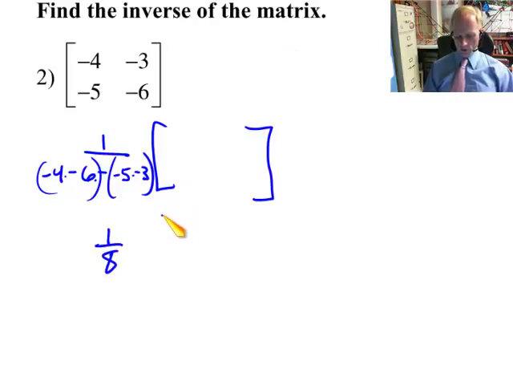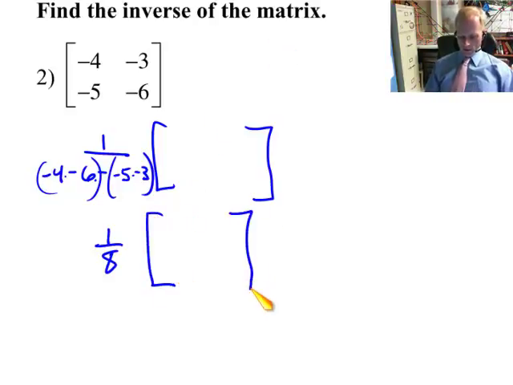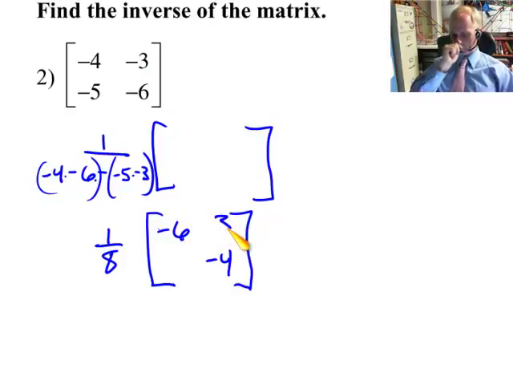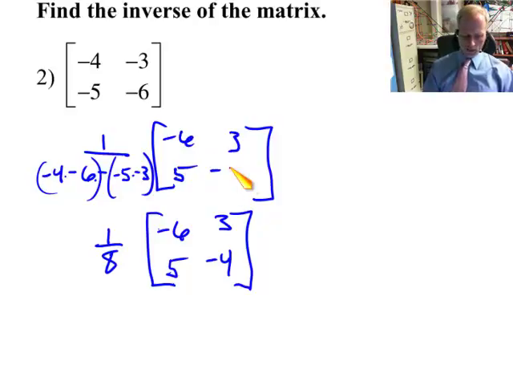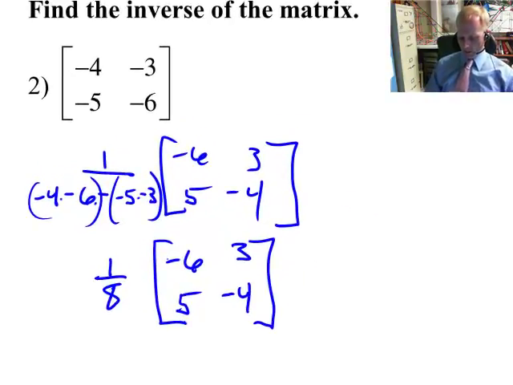And the variation on the matrix that I need to use is, let's see, I switch the locations of the negative 4 and the negative 6, so the negative 6 goes there, the negative 4 goes there, and then I change the signs of the elements in the other diagonal, so that's going to become a 3, and that's going to become a 5. And then lastly, I'm going to just multiply the 1/8 times each element in the array.